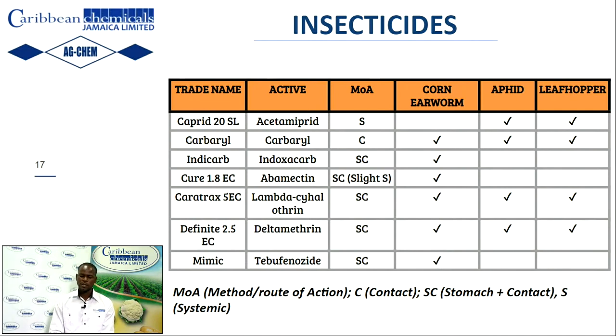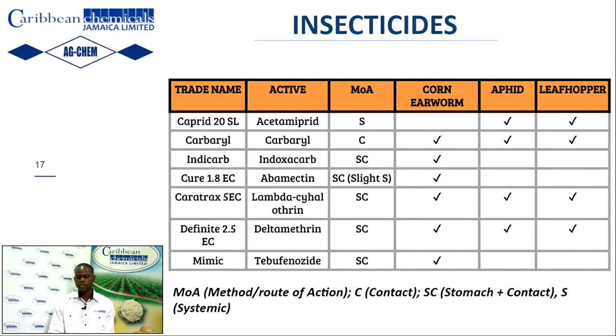So in terms of your insect problem, for your aphids and leafhopper, we have the Caprid, along with our carbaryl, which will give you a wide control of your worms, your aphids, leafhopper. Also, we have the big bad Indicarp, effective against your corn earworm, right? Followed by Cure, abamectin as the active, and this is stomach action and contact. And some persons call it slight systemic, right? So that will give you a control of your corn earworm.